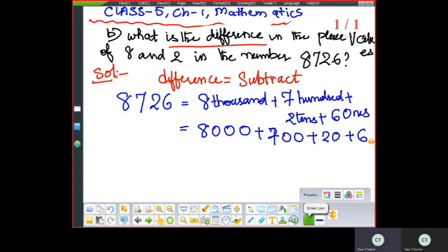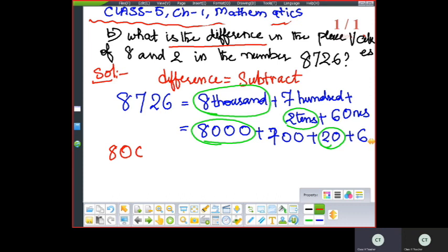So what we have to find here? The difference of 8000 and 20. 8000, 20. So now let us form a question. 8000 minus 20. So now to the subtraction part. It is a 4-digit number. 8000 minus 0, 2. Ones, tens, hundreds, thousands.